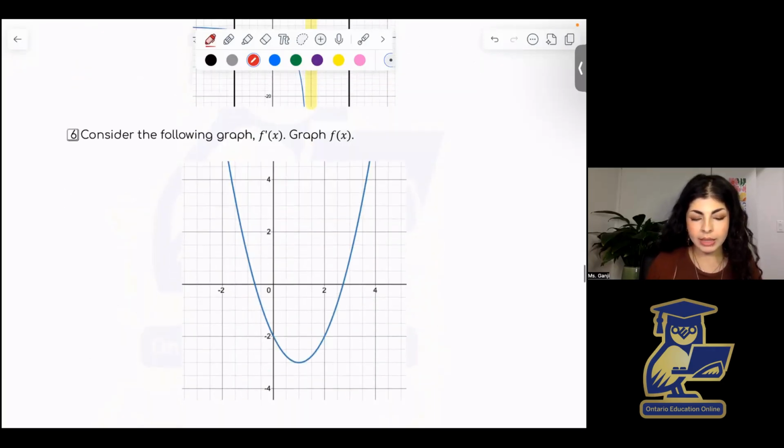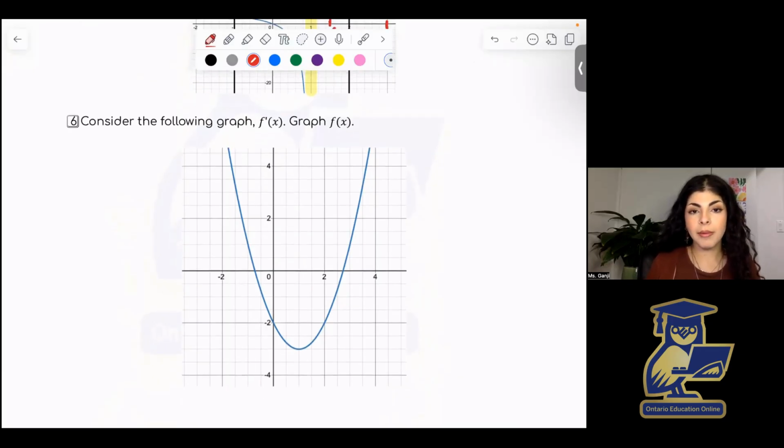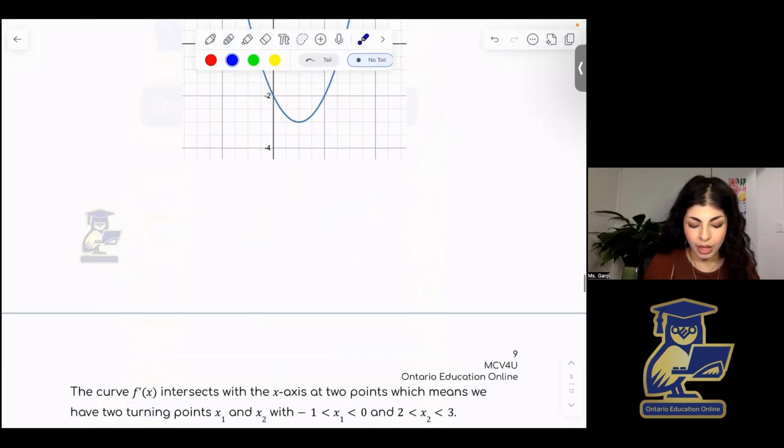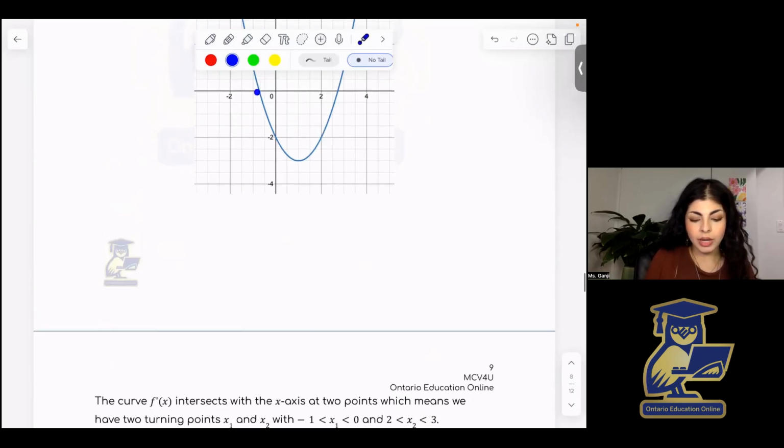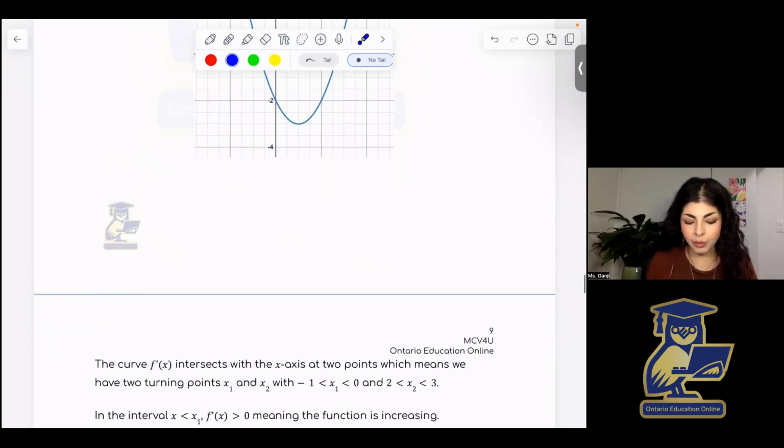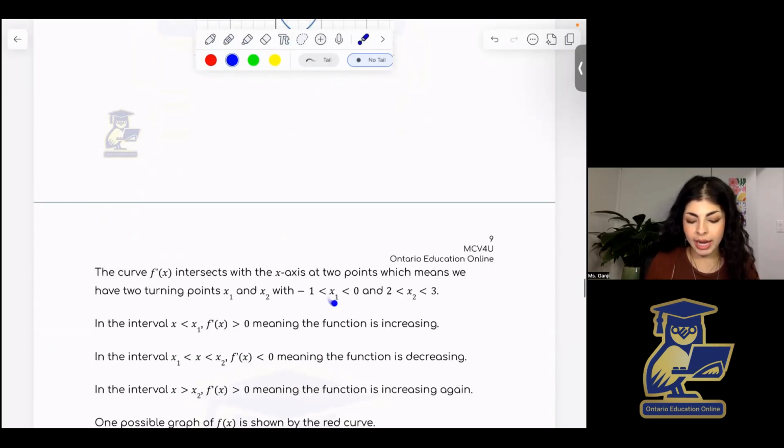Now, let's look at our last problem for this lesson. And you will see a lot of these problems for this unit as well. So here we're given the graph of f prime of x. So this is now the derivative function graphed, and we're asked to graph f of x. So here, the curve f prime of x intersects the x-axis at 2 points. So it has two roots there, somewhere between 0 and -1, and here it's between 2 and 3. And we've defined those here as x1 and x2.